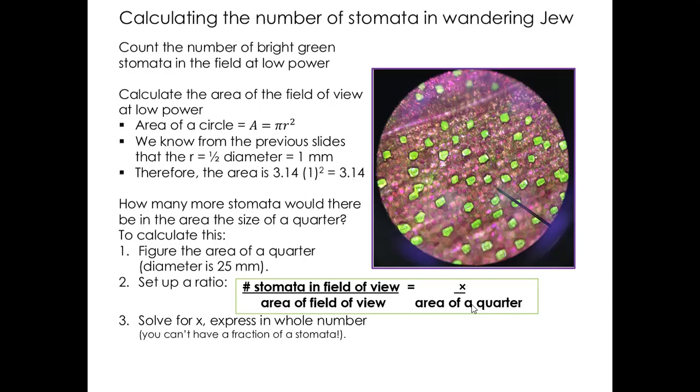So you want to multiply both sides by the area of the quarter, which, what was it I said? The area of the quarter was 4,906. So I'm going to multiply this 15.9 by the area of the quarter to get x, right? So 15.9 times 4,906 gives me 78,121 stomata in an area the size of a quarter. Okay, easy enough.